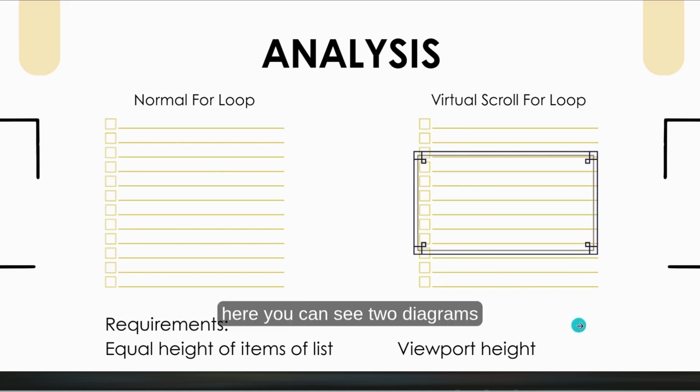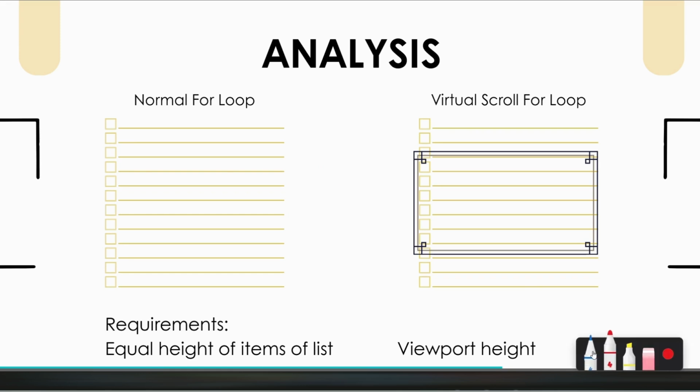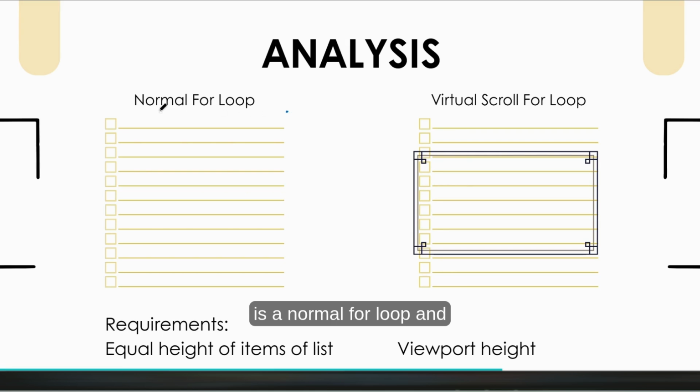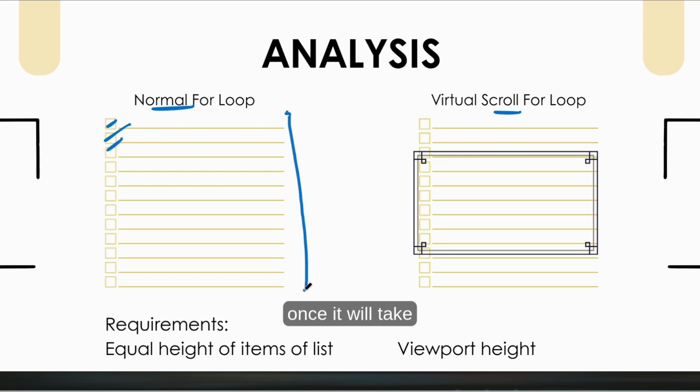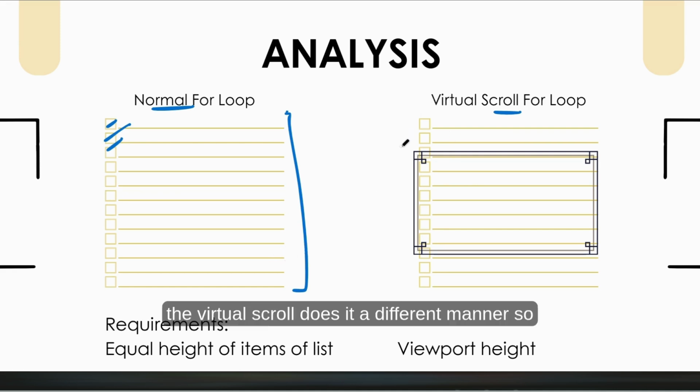So here you can see two diagrams. One is a normal for loop and the other is a virtual scroll for loop. What the normal for loop does is it will render all of the items one below the other at once. It will take time to load all the items and it will finish loading at once. But the virtual scroll does it in a different manner.